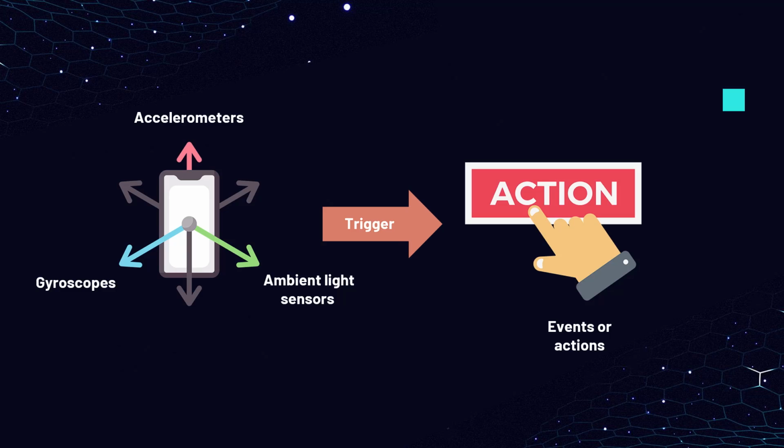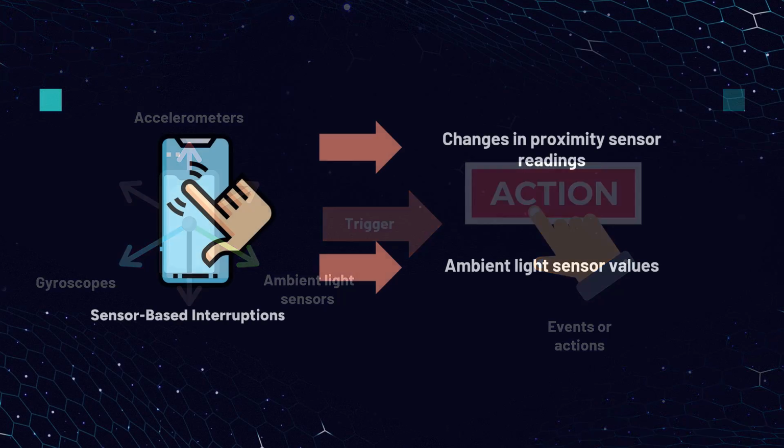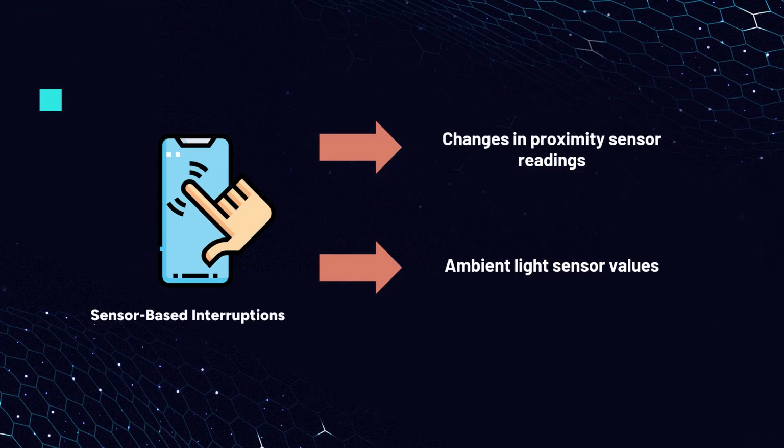During this testing, the QA engineer tests how the application responds to sensor-based interruptions, such as changes in proximity sensor readings or ambient light sensor values. These sensors can impact screen behavior and touch sensitivity.